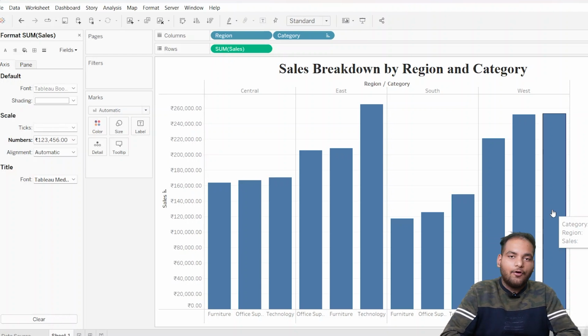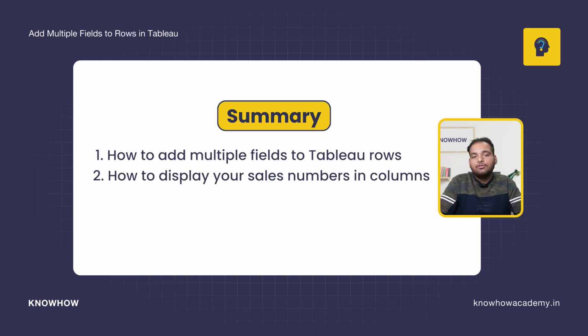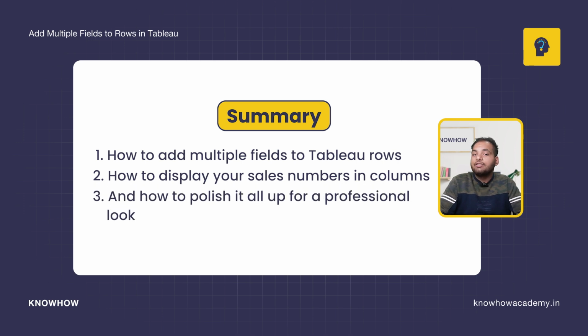And that's it. Let's quickly recap what we have done. We have added multiple fields like region and categories to the row shelf, and we have also displayed meaningful numbers like sales in the column shelf. We also polished and formatted everything for clarity. And see how easy it is to turn messy data into a clear story.